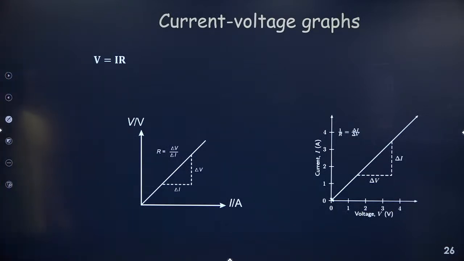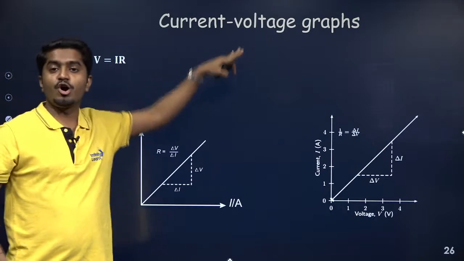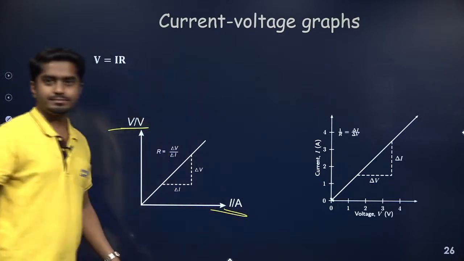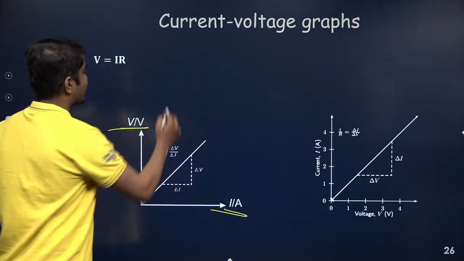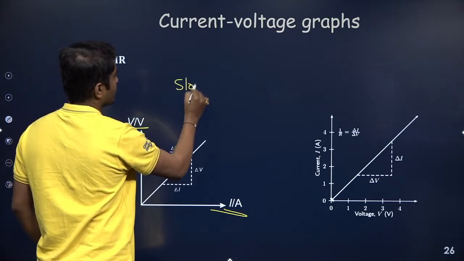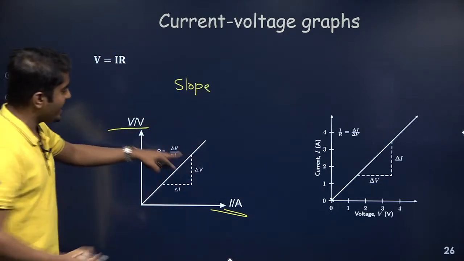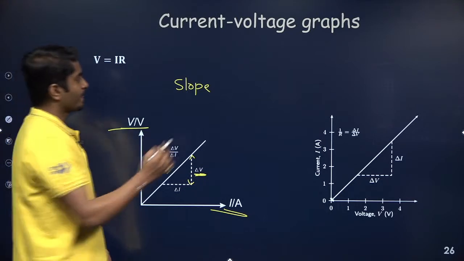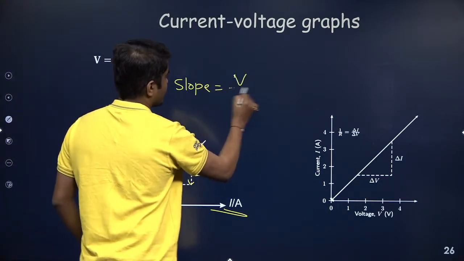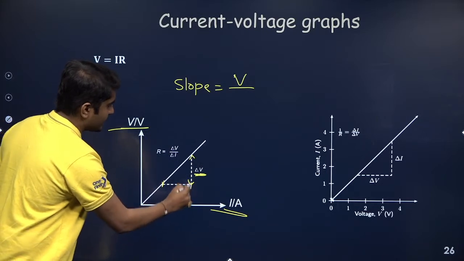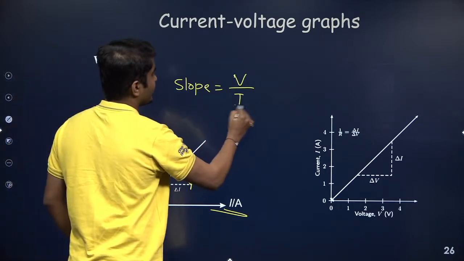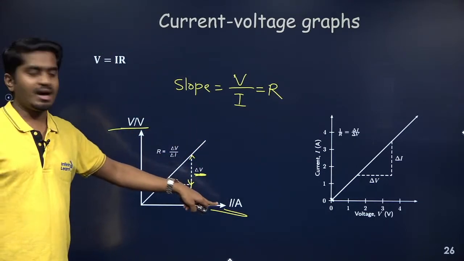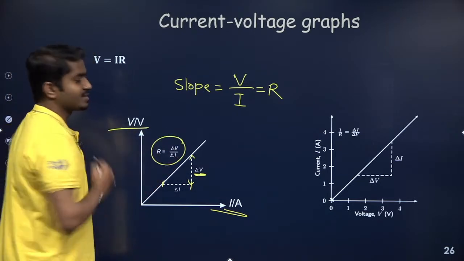Now, these are the current voltage or voltage current graph. So, for example, here you see the voltage current, there is a straight line. So, we can say the slope in this graph is nothing but change in the voltage. Change in voltage is nothing but potential difference. Correct? There is a potential difference V divided by change in current, that is I. So, slope is V divided by I, which is nothing but our resistance. So, when you plot voltage versus current graph, the slope is the resistance.